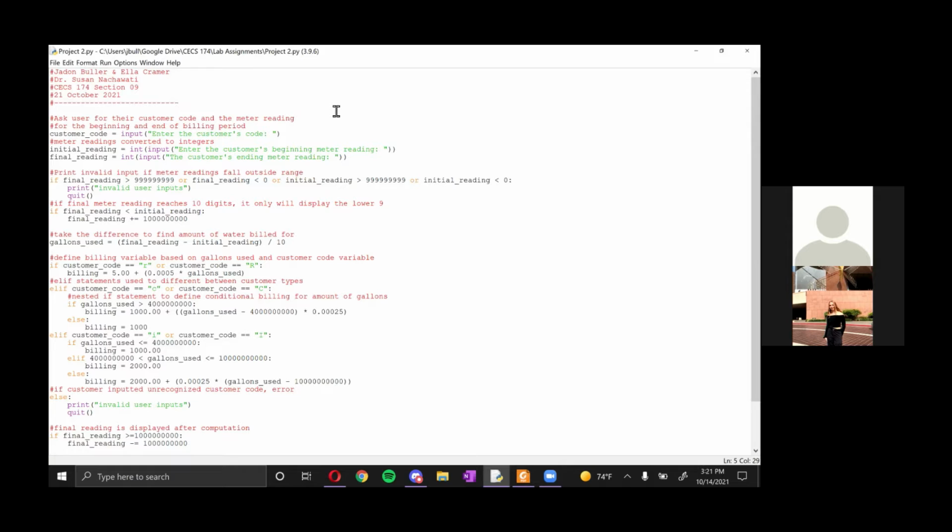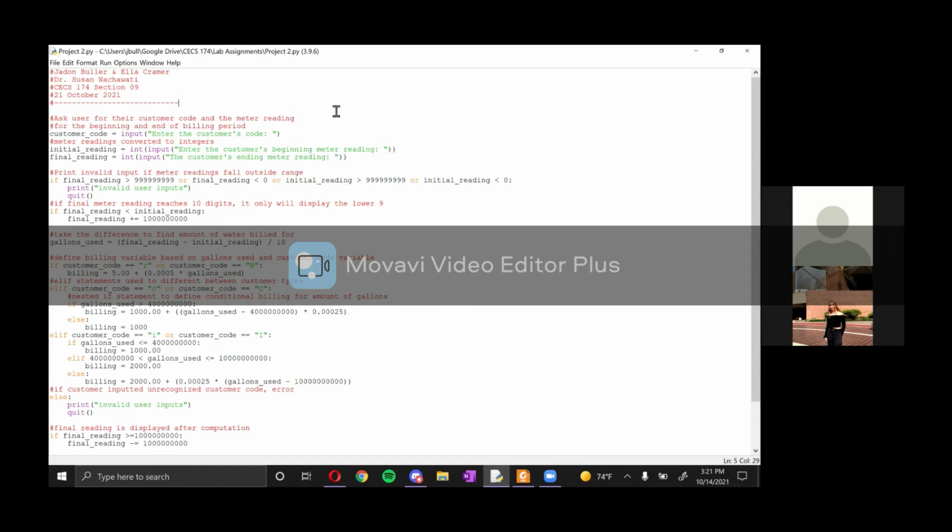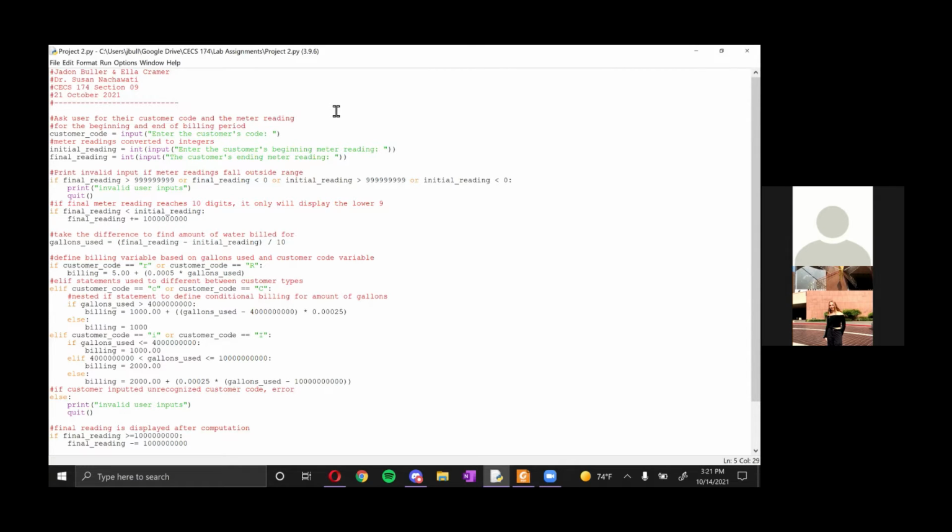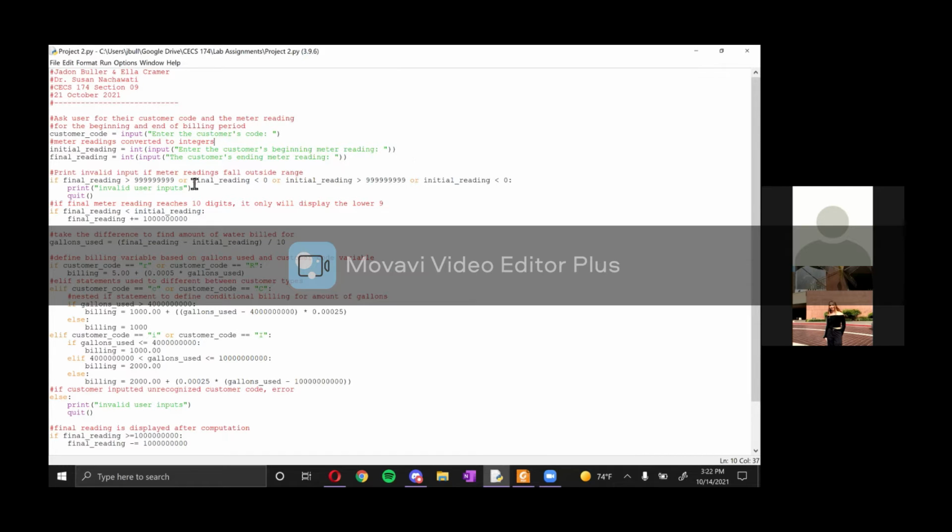The initial thing that we did was to ask for three inputs: the customer's code, which is a string, and then two integer inputs for the initial and final reading for their water container. We converted the inputs to integers so that we can later use them in computations to find the billing.